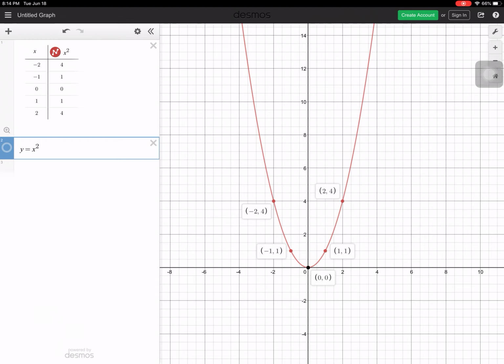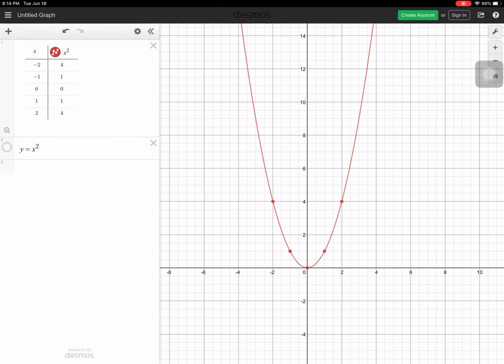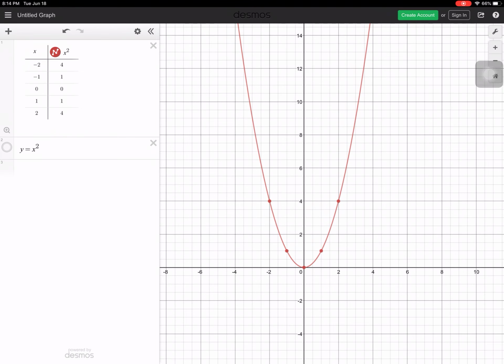Like 3 is technically 3 to the power of 2, so it's 9. The y value would be 9. If we had an x value of 4, 4 to the power of 2 is 16. So you just continue that pattern, right? And same goes here. -3 to the power of 2 is 9. -4 to the power of 2 is 16. So we just go up like that, all right?